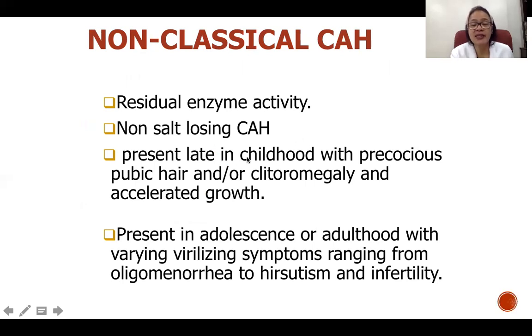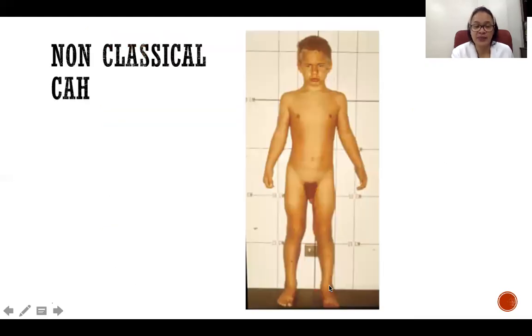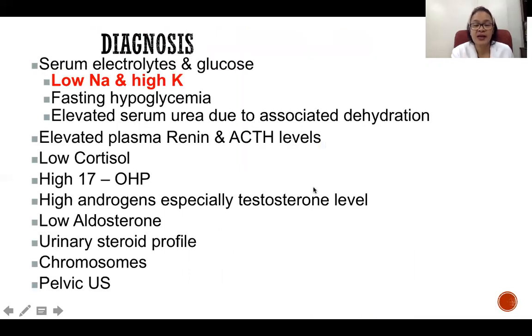So they are usually non-salt losing, and they may present late in childhood with precocious pubic hair and/or clitoromegaly and even accelerated growth. They may present in adolescence or adulthood with varying virilizing symptoms that range from oligomenorrhea to hirsutism and infertility. So this is a non-classical CAH.